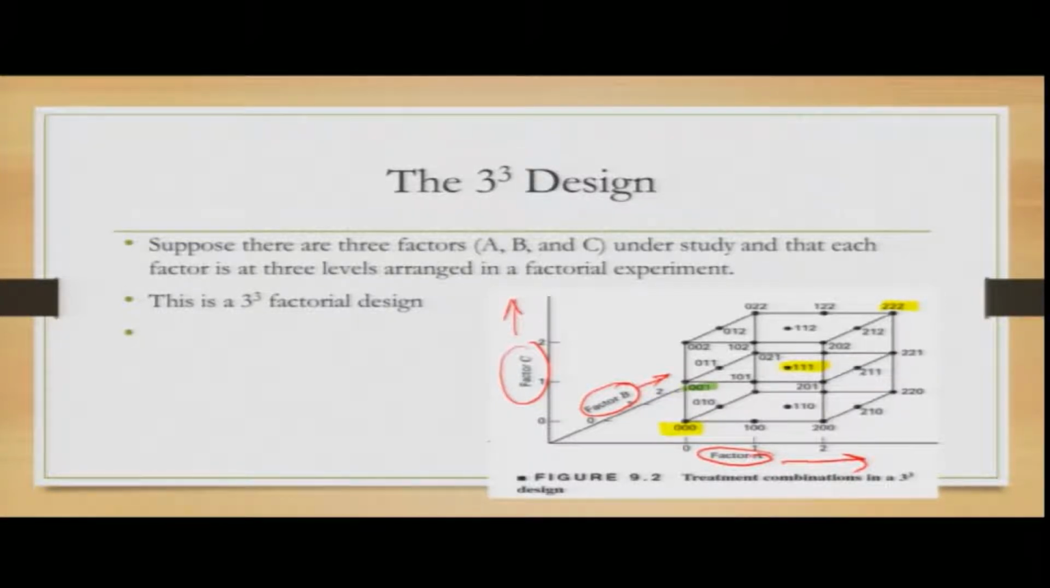So, this would be the combination A B at low level and C at a moderate level. This would mean A B at the low level, C at the highest level. Similarly, 2 2 1 would basically mean A B at the highest level, C at the moderate level. Again, I am going in the downward direction. Now, A B at the highest level, C at the lowest level. So, this need not be 0 1 2, it can be -1 0 1, depending on whichever convention you want to use. So, based on this, you have the treatment combinations of the 3^3 design.